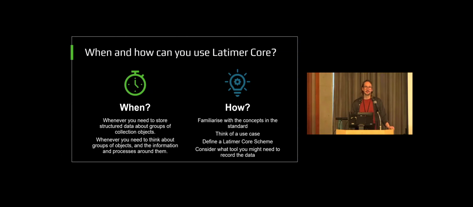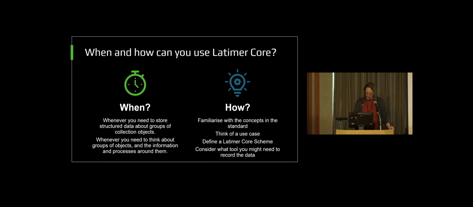So yeah, GRCycle I think will probably be most folks' first interaction with thinking about structured collections data, and we'll talk a little bit more about that later in the talk. But yeah, whenever you need to think about groups of objects and the information and processes around them, even if you're not using Latimer Core directly, I think some of the concepts in this model are quite useful for thinking about the kind of data that you would want to store. So again, thinking about data about disciplinary collections, thematic collections, lots, contents of storage units, and related concepts.